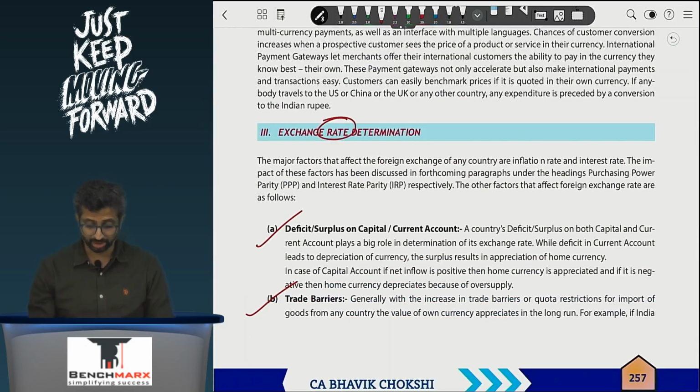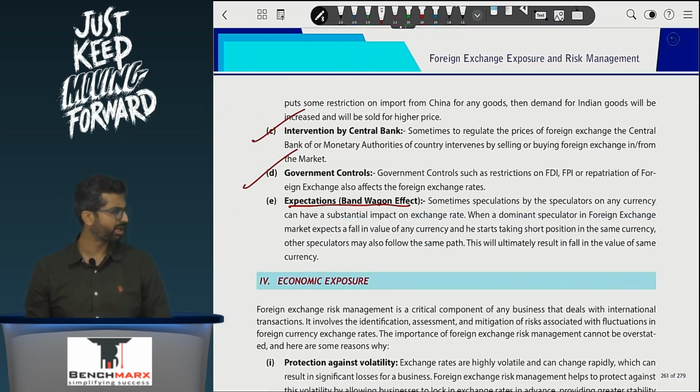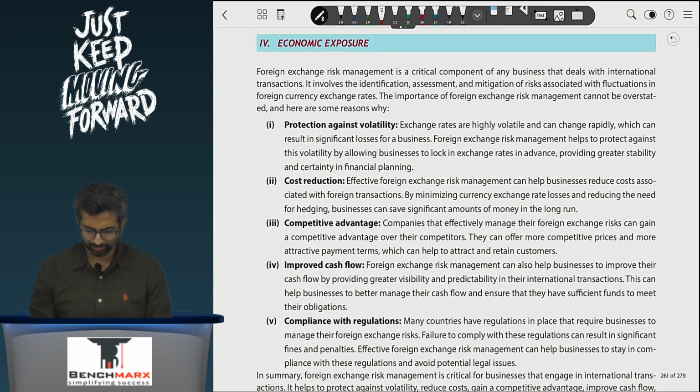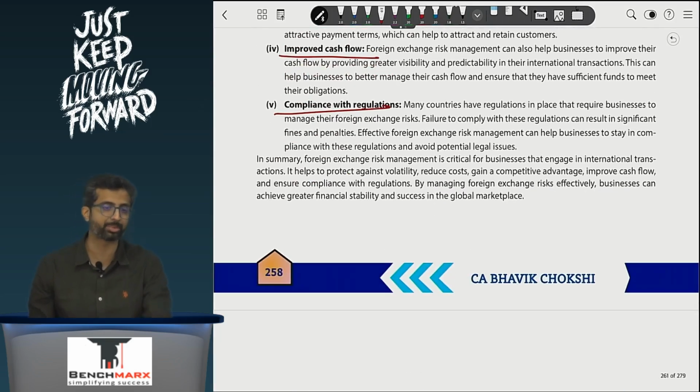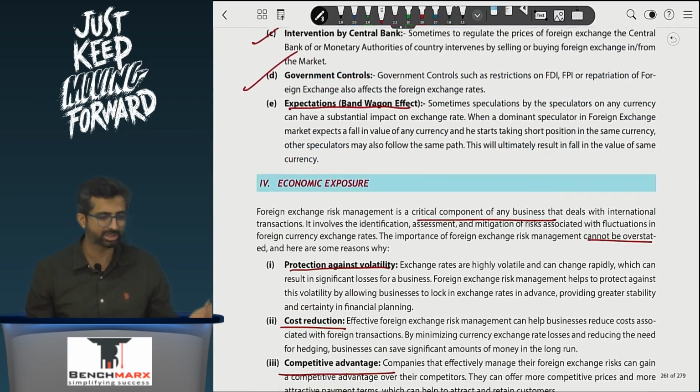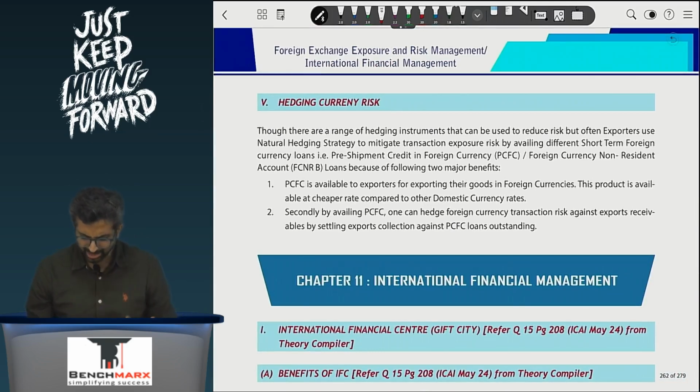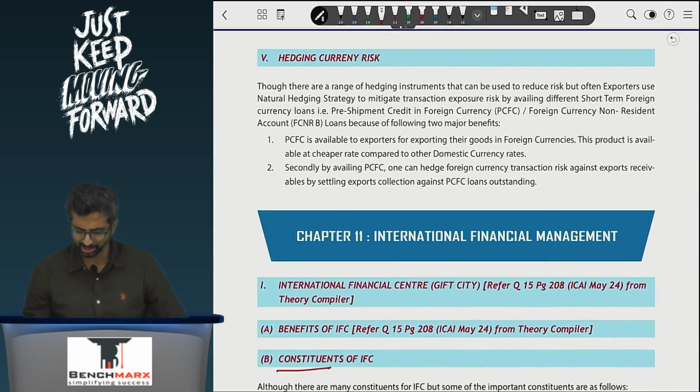So if your central bank is intervening, like we said, China had pegged this rate, so that will affect the exchange rate. If I am current account deficit, demand supply, I will always buy more dollars. It will impact me. Expectations, overall speculators will expect a particular type of a movement, and accordingly various factors which affect exchange rate determination. The most important factor is inflation or interest rate, but beyond that, deficit or surplus, trade barriers if any, government intervention or central bank intervention, etc. is also relevant. Economic exposure, foreign exchange risk is a critical component of any business. The exposure over here can be to protect against volatility, help cost reduction, get competitive advantage, improved cash flow, compliance. ये सब general theory है जो आपके study mat में. इसके ऊपर कुछ question बन के आ गया तो you should just know these few basic points. Hedging risk, you can hedge risk using forwards, futures, etc.